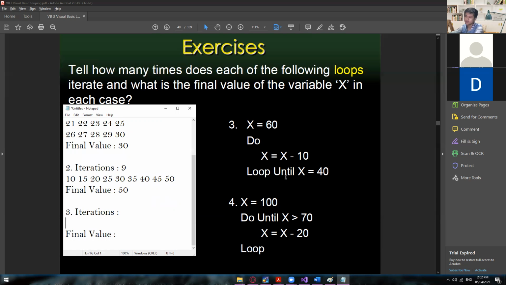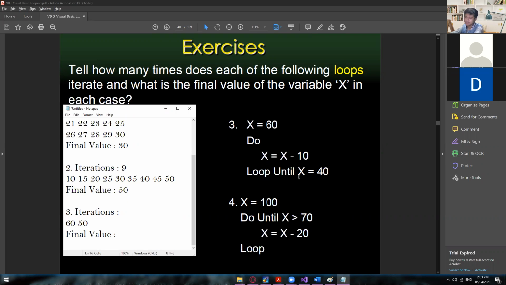So take note, we are using until. So this will keep on iterating while this one is false. But once this one became true, then that's the time that we will stop looping. So in here, we have an initial value of 60. 60 is equal to 40? So false, we will still proceed since it is still false. So it's decrementing by 10, 50.